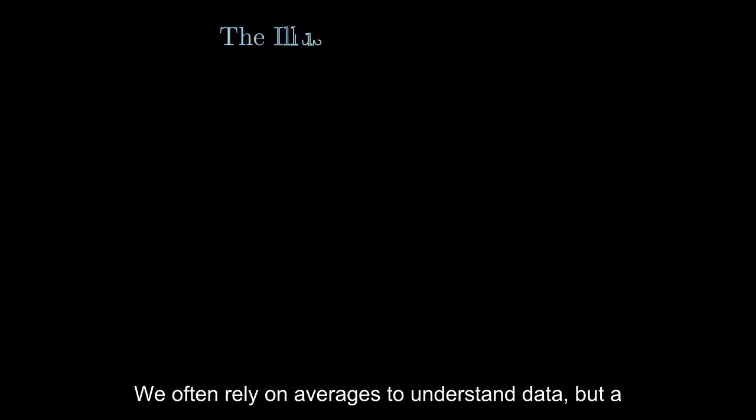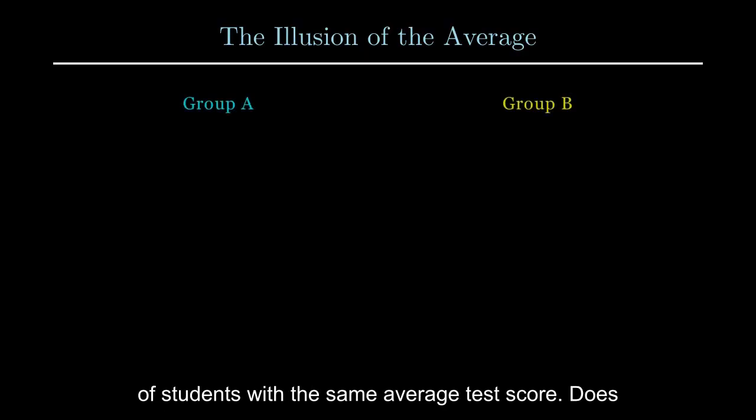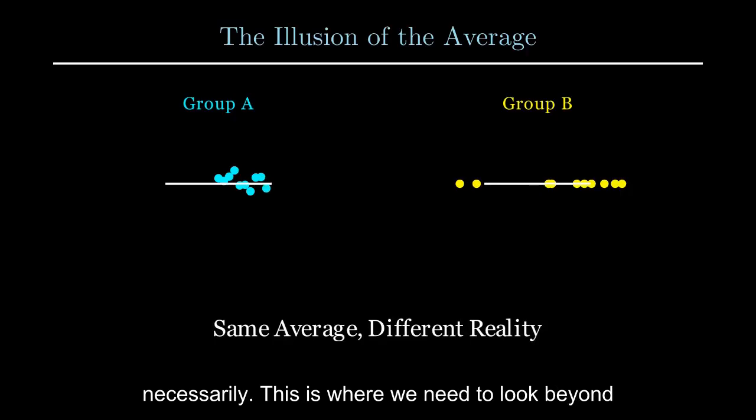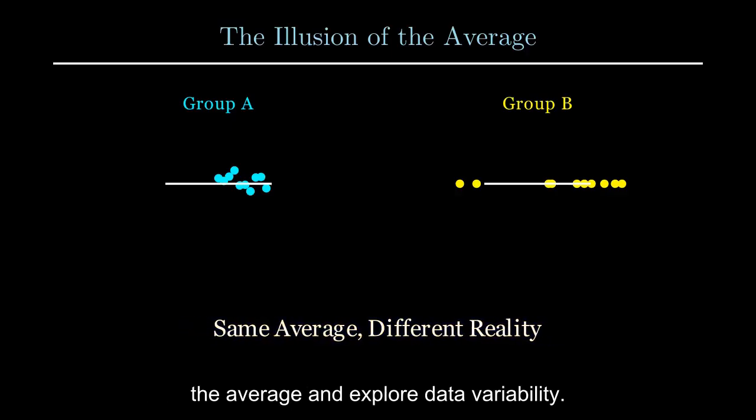We often rely on averages to understand data, but a single number can be deceiving. Imagine two groups of students with the same average test score. Does that mean their performance was identical? Not necessarily. This is where we need to look beyond the average and explore data variability.